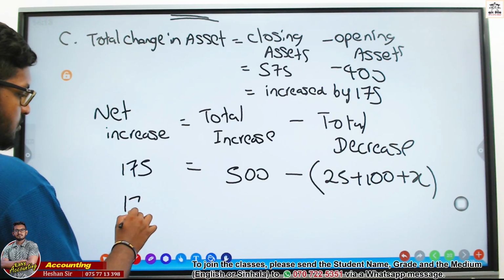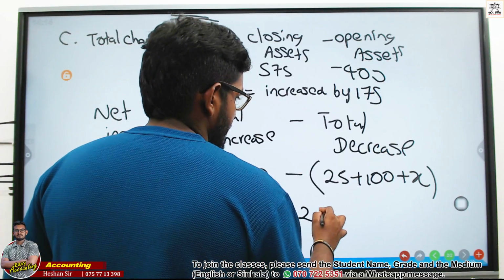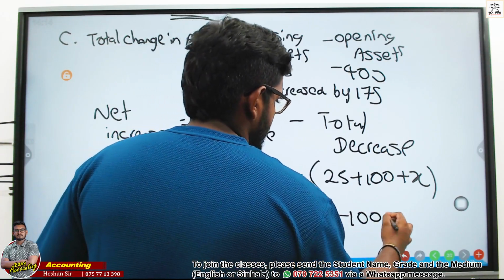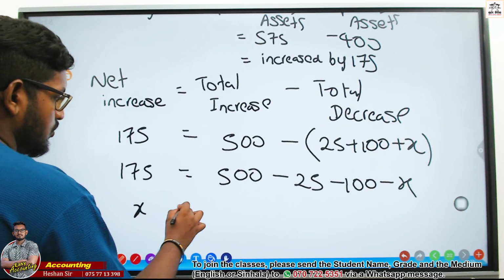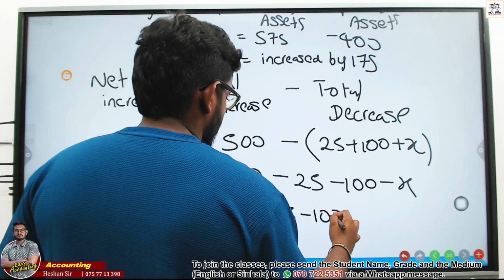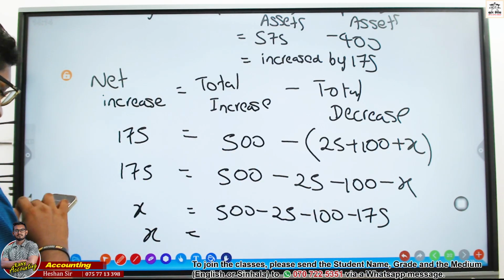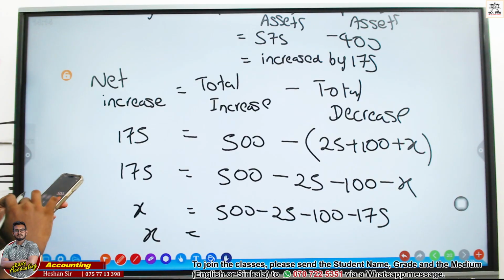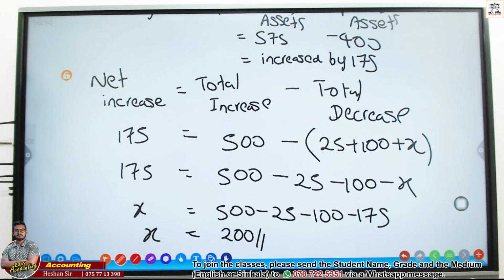ඉතින් අපි ඒක හොයන්න 175 equal 500 minus 25 minus 100 minus x. මම x මේ පැත්තට ගෙනාවොත්, ඔක්කොම 500 minus 25 minus 100. x equal how much? That is 200. 200.